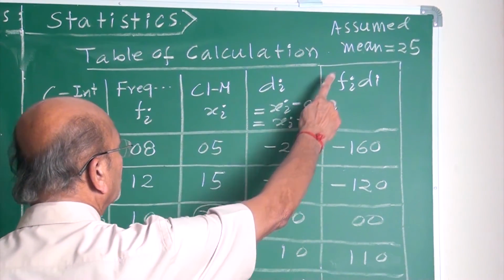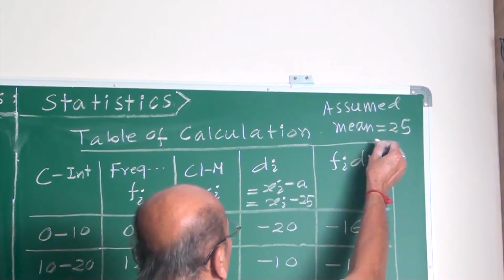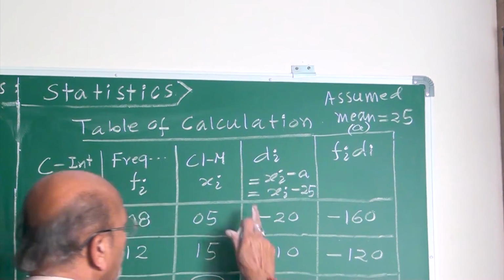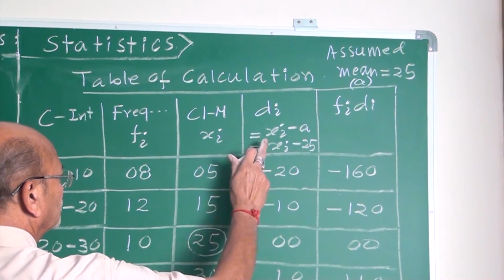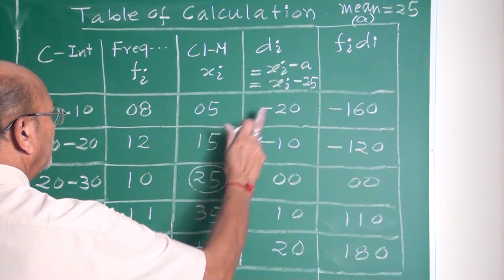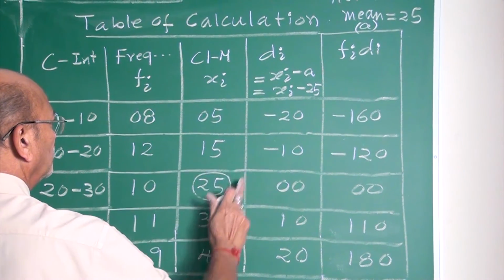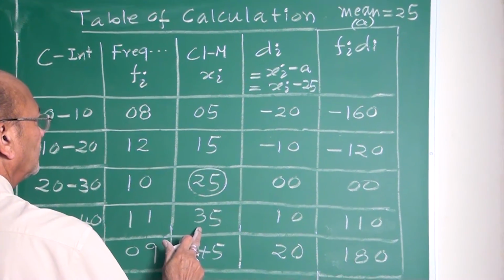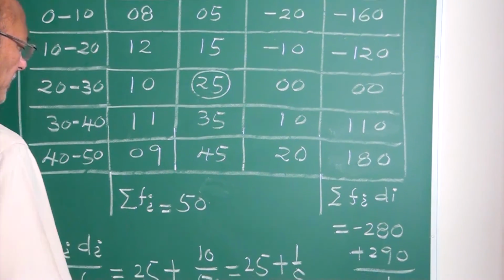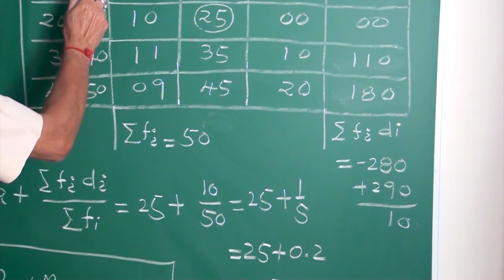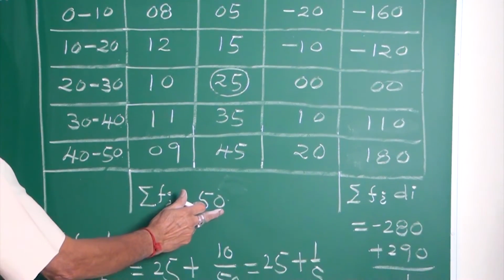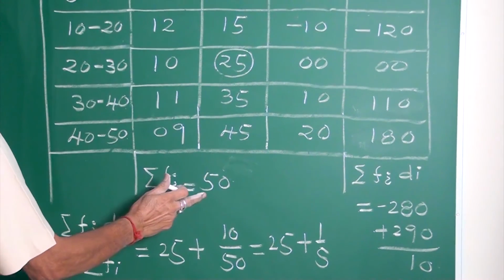Then you have to go for di, xi minus A. What is your A? Assumed mean A is 25. So xi minus 25. Here 5 minus 25 is minus 20. 15 minus 25 is minus 10. 25 minus 25 is 0. 35 minus 25 is 10. 45 minus 25 is 20. Sigma fi, addition of these: 8, 10, 10, 11, 9, it is 50.